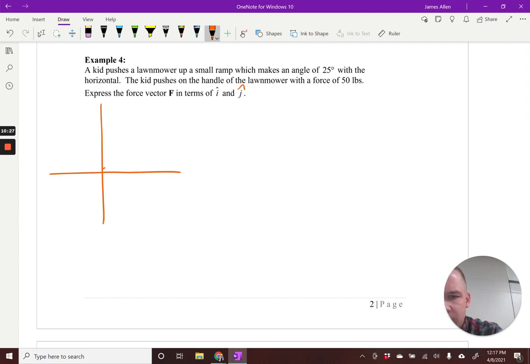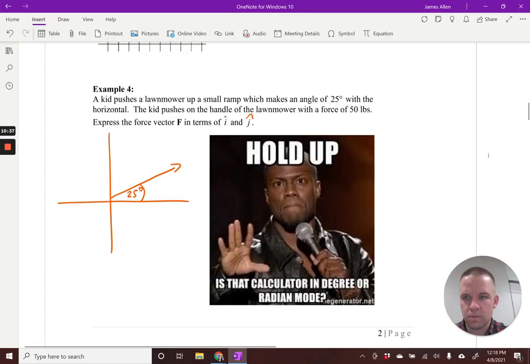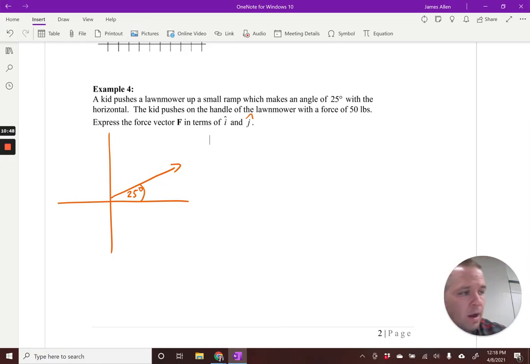So we got this angle of 25 degrees. So we're going to be using our calculators. Make sure you're in degree mode. Okay? Make sure you are in degree mode. Meme time. Hold up. Is that calculator in degree or radian mode? There you go. Now we're good. All righty. So we're in degree mode, right?